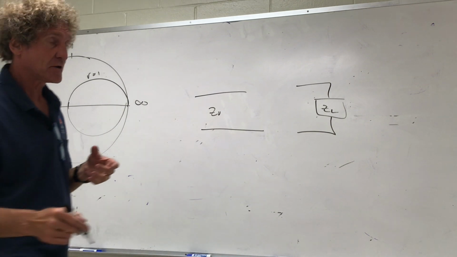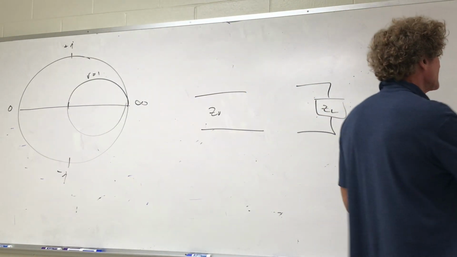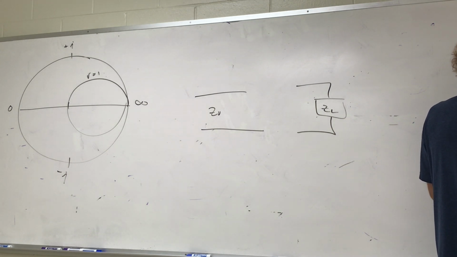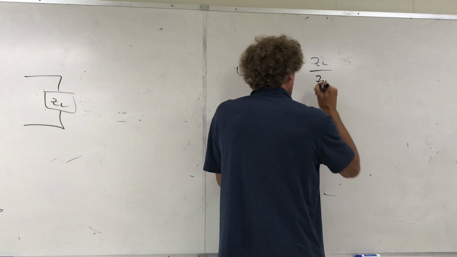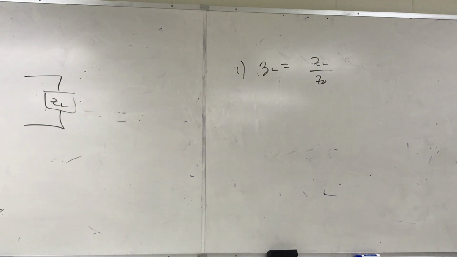Remember back in the day when you did this stuff, the first thing you always did is you found the normalized ZL, right? So how did you get it? You take ZL and you divide by Z0, right? That's the first step.